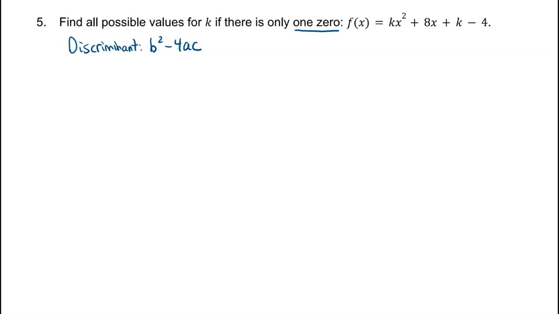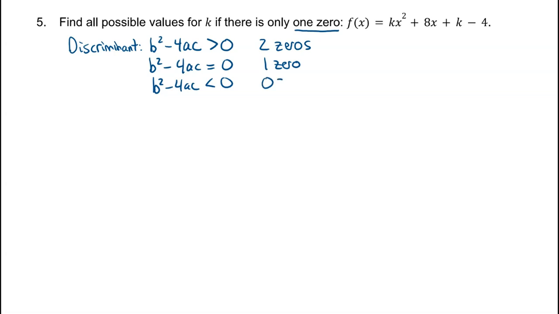The discriminant is the value that's under the square root in the quadratic formula. So the b squared minus 4ac, if that's bigger than 0, has 2 zeros. If that's equal to 0, there's only 1 zero. And if it's less than 0, there's actually no zeros, or 0 zeros. Now in this case, we have the situation where it's going to have 1 zero.